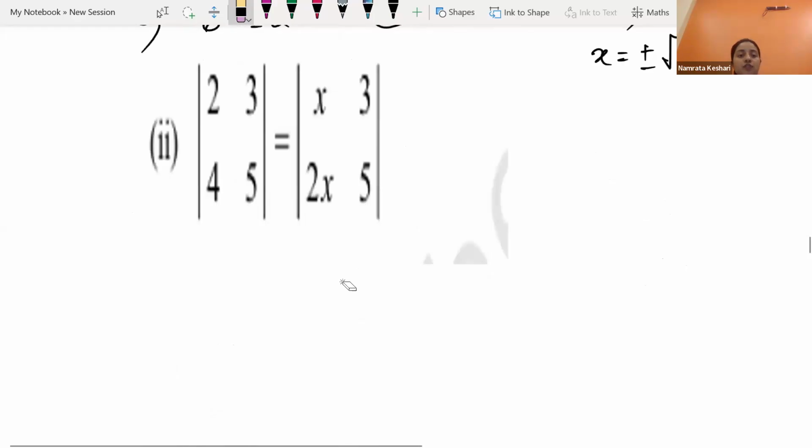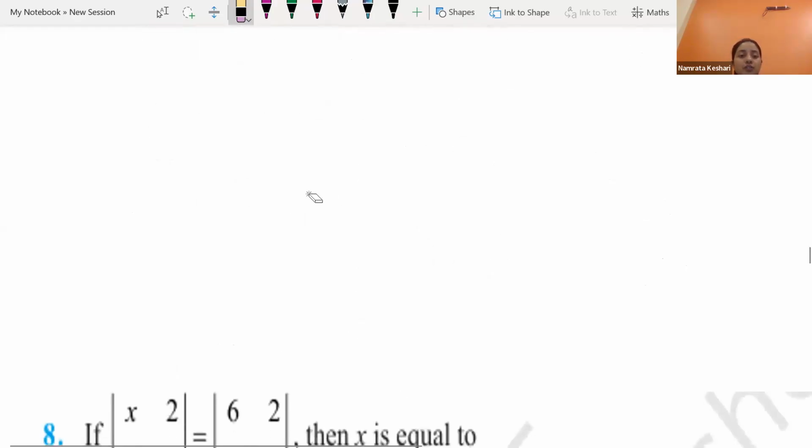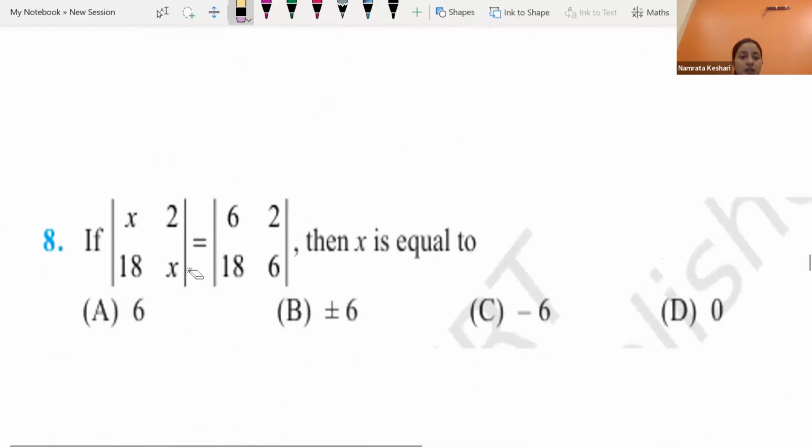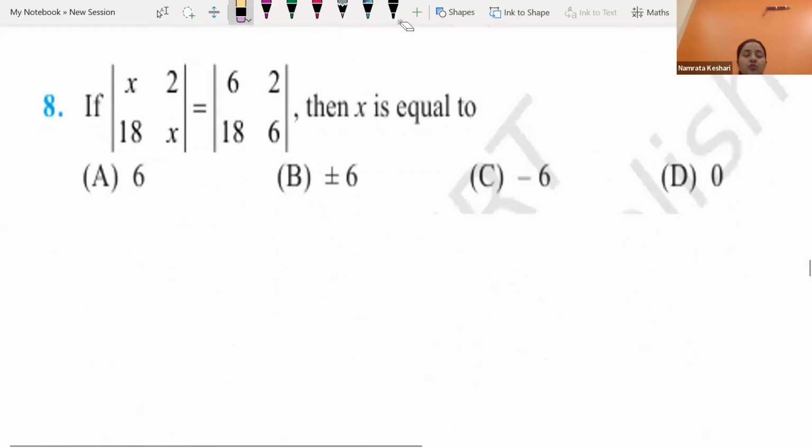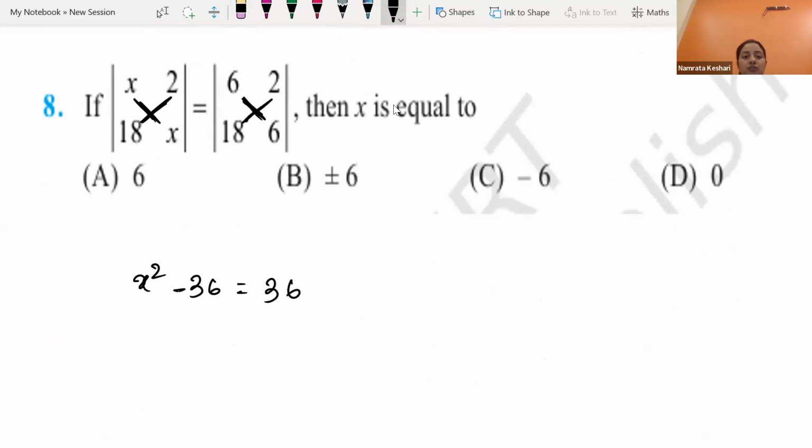Similarly, the next question, we need to solve it by using the concept of determinant. If this and this are equal, let's find the value quickly. So we'll be taking this 2 multiplied together will be x square and this 2 multiplied together will be minus 36. This 2 multiplied together will be 36 and this 2 multiplied together will be 18, 2 times 36, right? Yes. So we are getting 0 over here. X square minus 36 is 0.